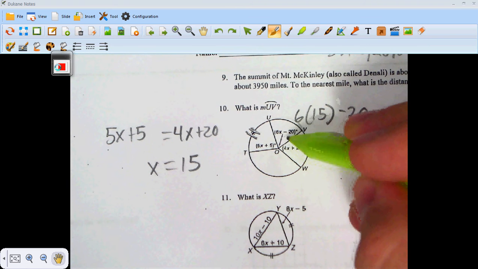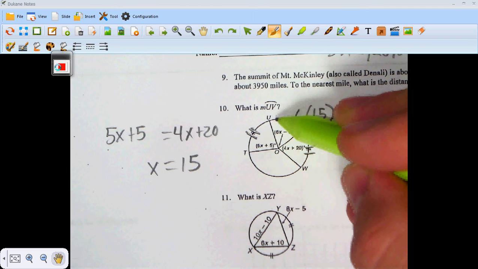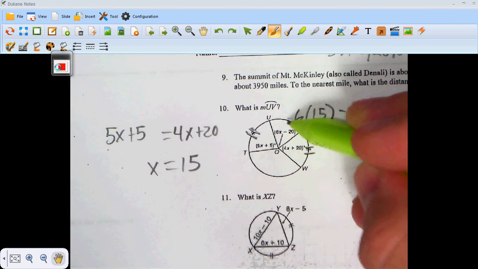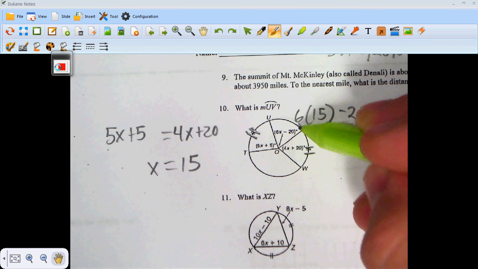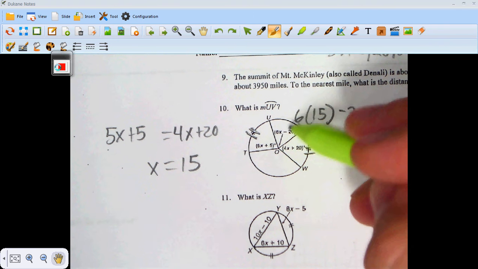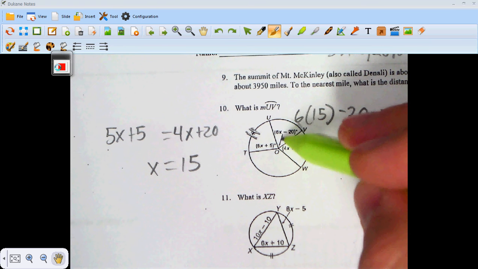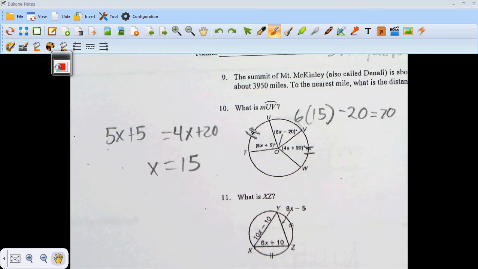But I have a question. Aren't central angles and the arc that they create the same? Yes or no? Yes, they are. Central angles and the arc that they create are equal. So if this central angle is 70, the arc is 70.